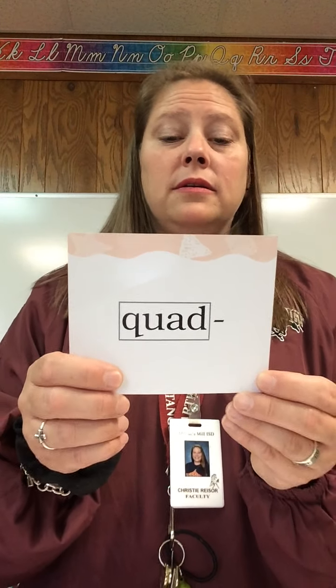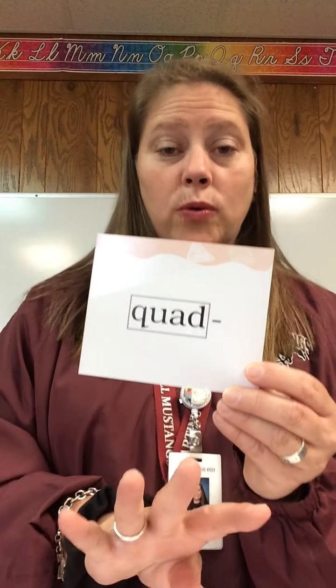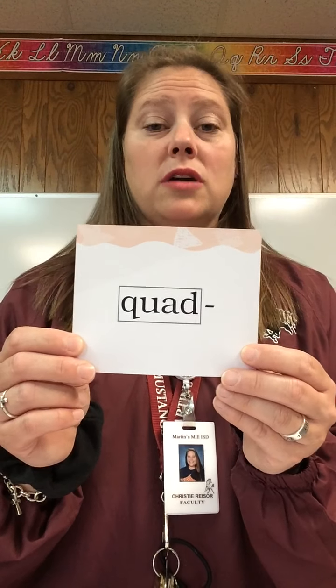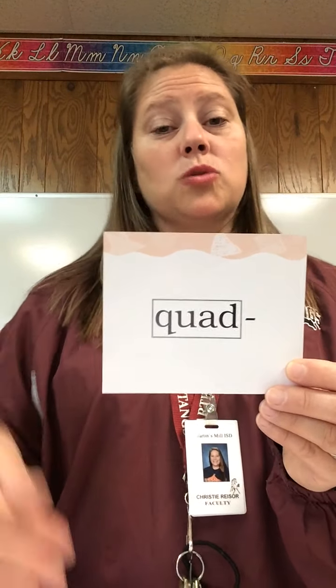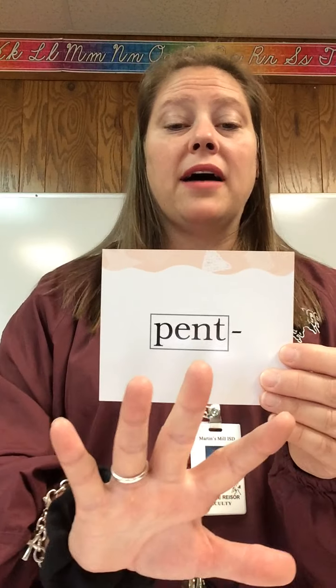Prefix quad. Quad means four. Just like a quadrigraph has four letters. It's called a quadrigraph because it has four, because prefix quad means four. And then prefix pent means five. Like a pentagon has five sides. That's why it's called a pentagon, because prefix pent means five.